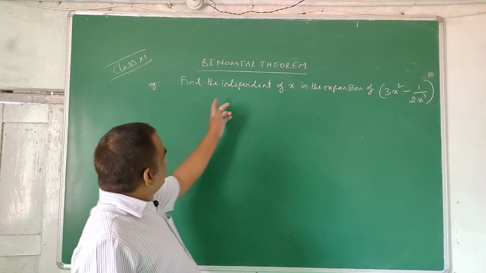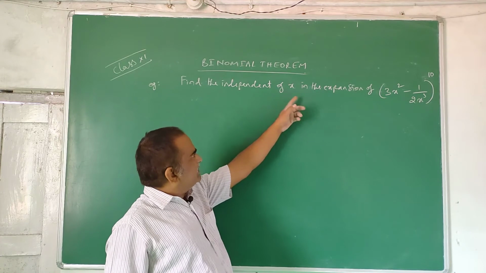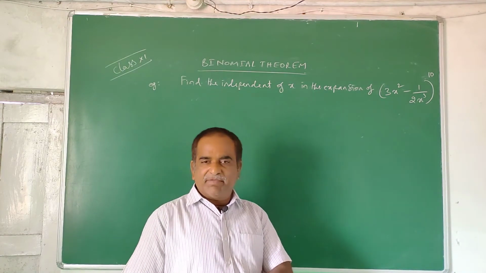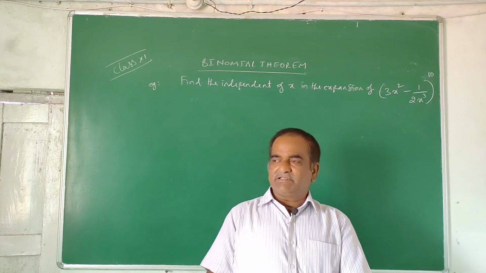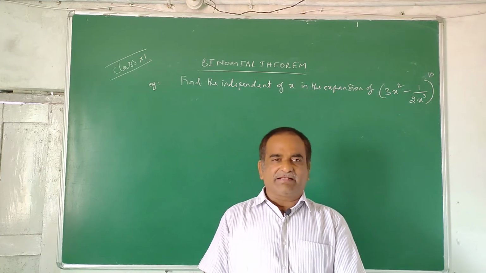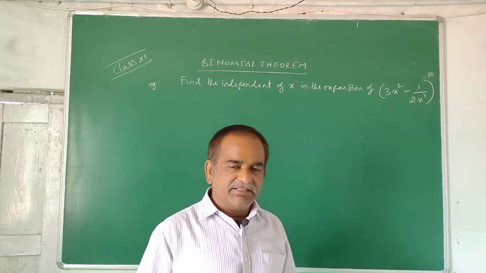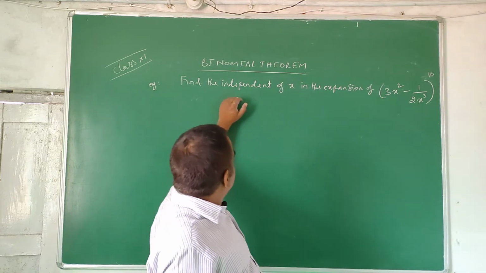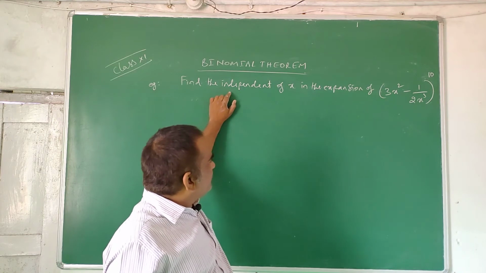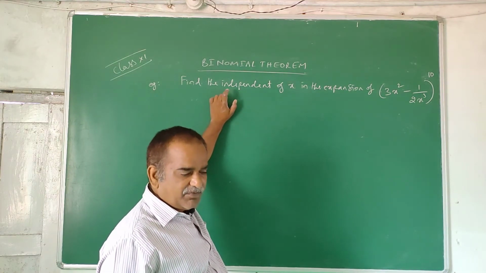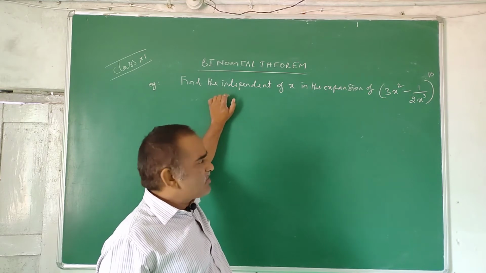Dear students, our next model problem is to find the independent term of x in the expansion of that. Independent term means the term which is independent of the variable x. It is nothing but a constant term. Independent of x means it is independent of the variable, so it is constant.